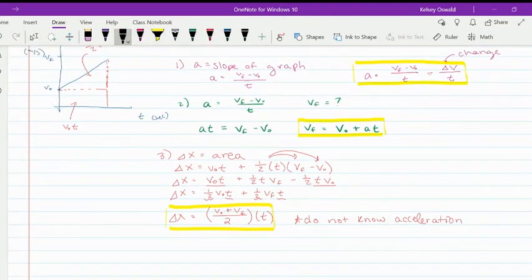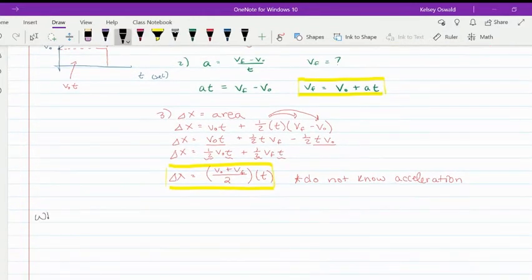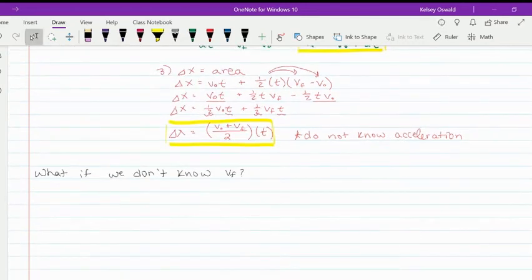The equations that we've come up with so far all include final velocity. So what do we do if we don't know our final velocity? Okay. So we'll need to come up with an equation that does not include final velocity. So to do that, we are going to go back to this place right here, where we have our displacement is equal to our initial velocity times time plus 1/2 t, final velocity minus our initial.